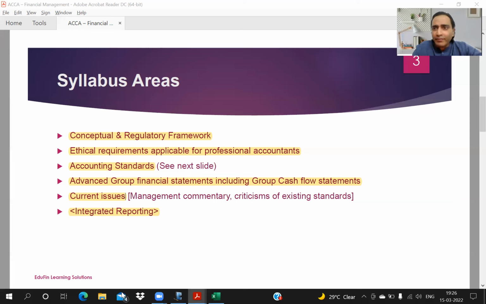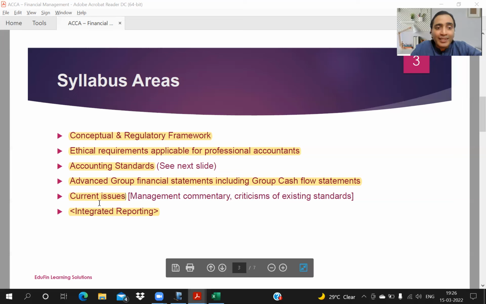Most of them are listed. Only listed companies are interested in integrated reporting. So there is a huge scope of integrated reporting coming into the mainstream of accounting. It would be a part of the mainstream financial reporting very soon. So this is a futuristic thing. This is a futuristic aspect that you're going to learn in your syllabus.